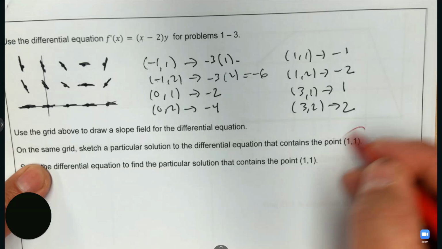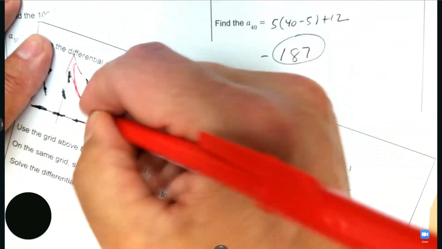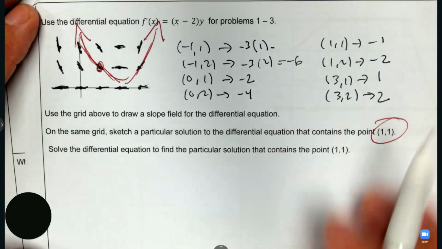So what would this look like? On the sketch, a solution through 1, 1. So there's 1, 1 right there. So we can see which way this is going, and then turn in. It definitely looks like a parabola-ish thing. May not be a parabola. And then we're going to solve the diffie-q.